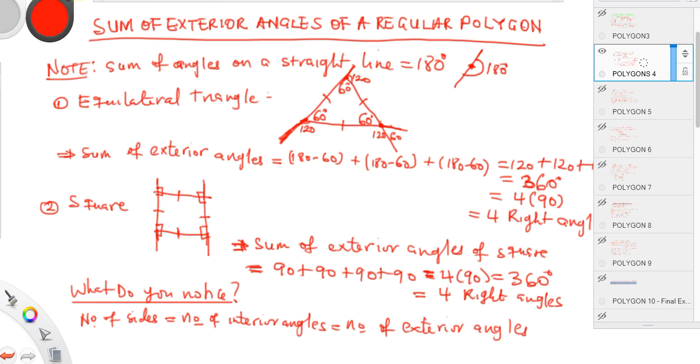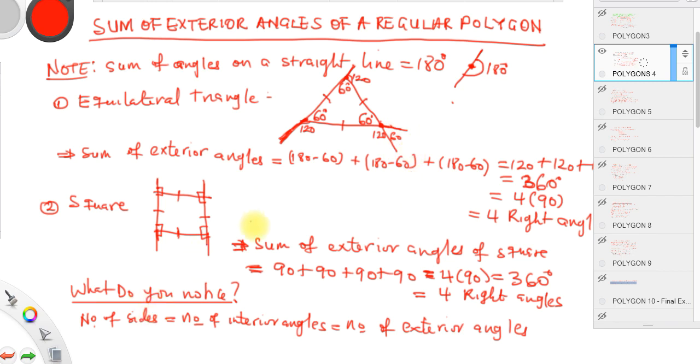Yes, on regular polygons. In the previous video or lesson, we looked at the sum of exterior angles of a regular polygon, and we learned that always, irrespective of the number of sides of the regular polygon, the sum of the exterior angles will give you 360 degrees. And we also realized that the sum of an interior angle and an exterior angle of a regular polygon is always equal to 180 degrees.